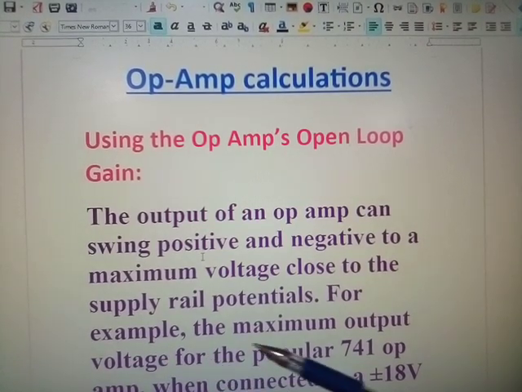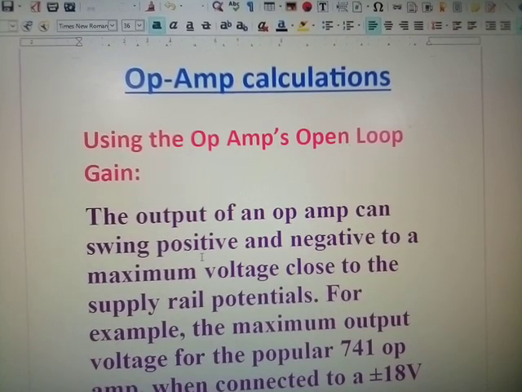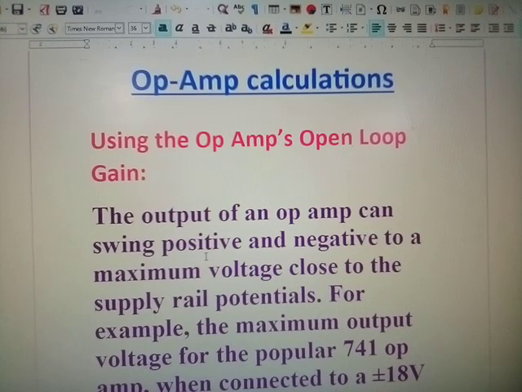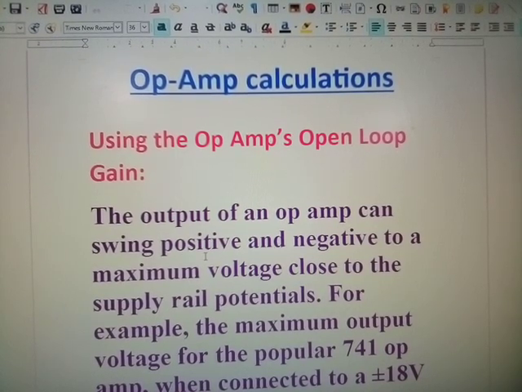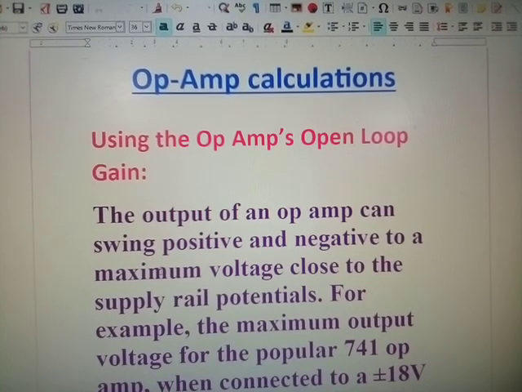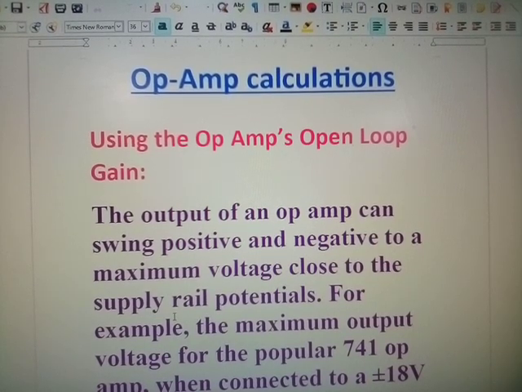Now, for example, the maximum output voltage for the popular 741 op amp when connected to a plus or minus 18 volt supply is plus or minus 15 volts. Okay. What that means is that if you have a voltage of 18 volts being applied to the supply rail, then you can reasonably assume you have a control voltage of 15 volts to play with. The system itself will use up some degree of voltage in its operation, so bear that in mind.